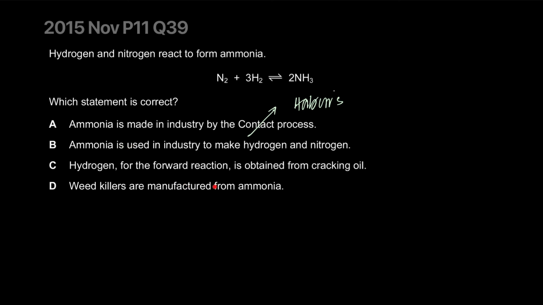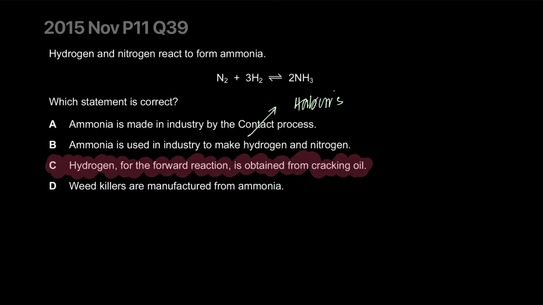Hydrogen for the forward reaction is obtained from cracking oil. Absolutely, this is true. You produce a lot of hydrogen when you crack some oil. Weed killers are manufactured from ammonia. Actually, stuff made from ammonia encourages plant growth, not kills weed, right? So D is out.